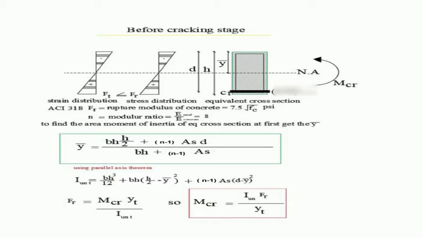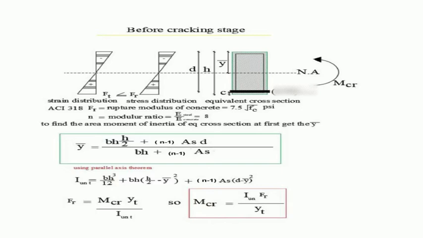To calculate the area moment of inertia of this transformed cross section, at first we have to calculate y bar. It equals bh times h divided by 2 plus n-1 times AS times d, divided by the summation of area, bh plus n-1 times AS. So we get the y bar. Then using the parallel axis theorem, we calculate the area moment of inertia of the uncracked transformed section. It equals bh cubed divided by 12 plus bh times (h divided by 2 minus y bar) squared plus n-1 times AS times (d minus y bar) squared.